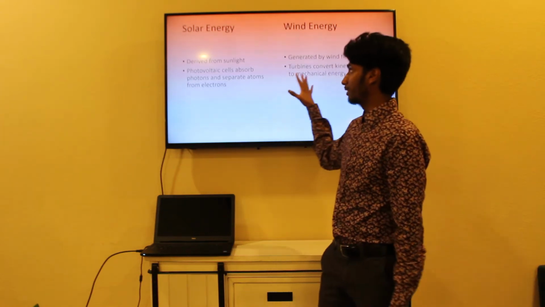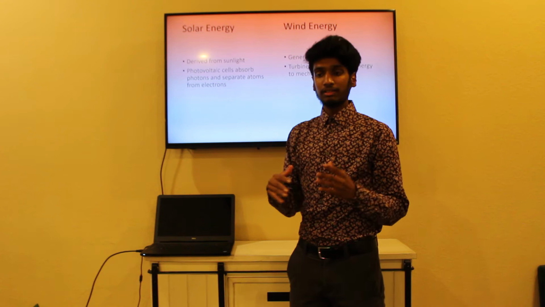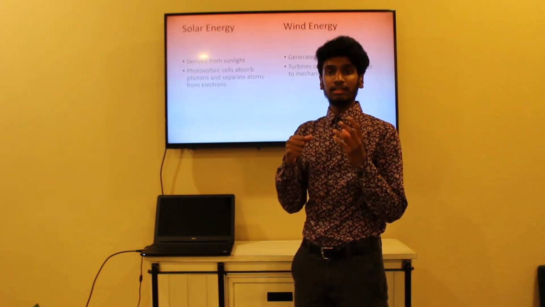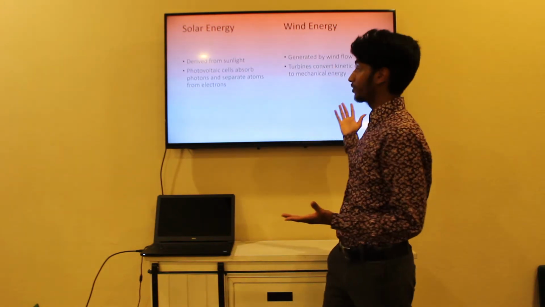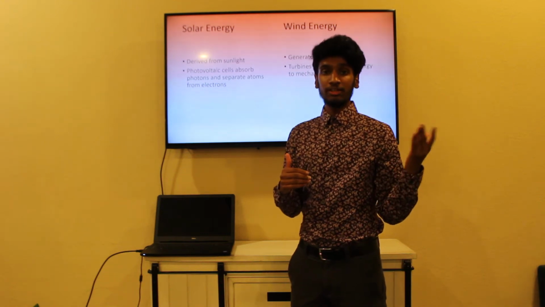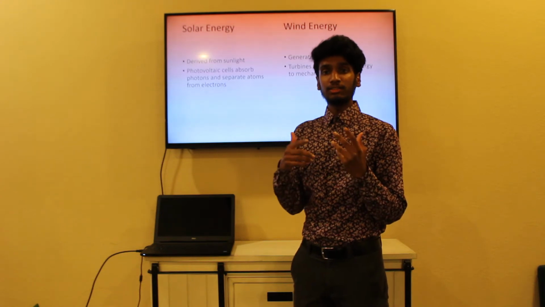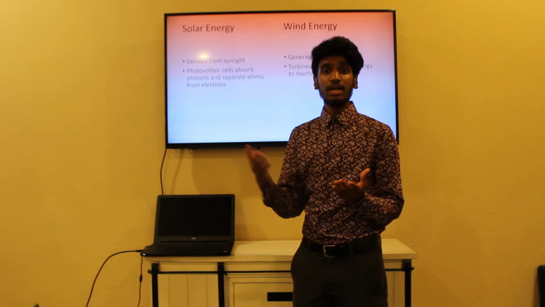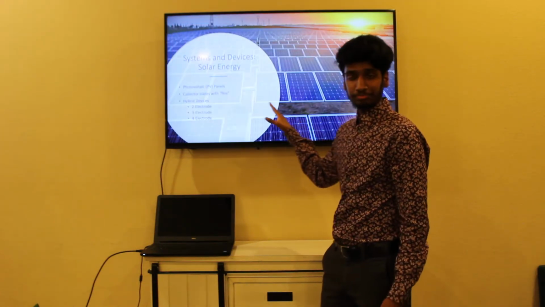So let's talk about them overall. Solar energy is derived from sunlight. They use solar panels that take in sunlight, absorb it, and convert it to electricity. And wind turbines, as you can guess, get their energy from wind flow. They take the wind's kinetic energy and convert it to mechanical, which in turn is converted to electrical.